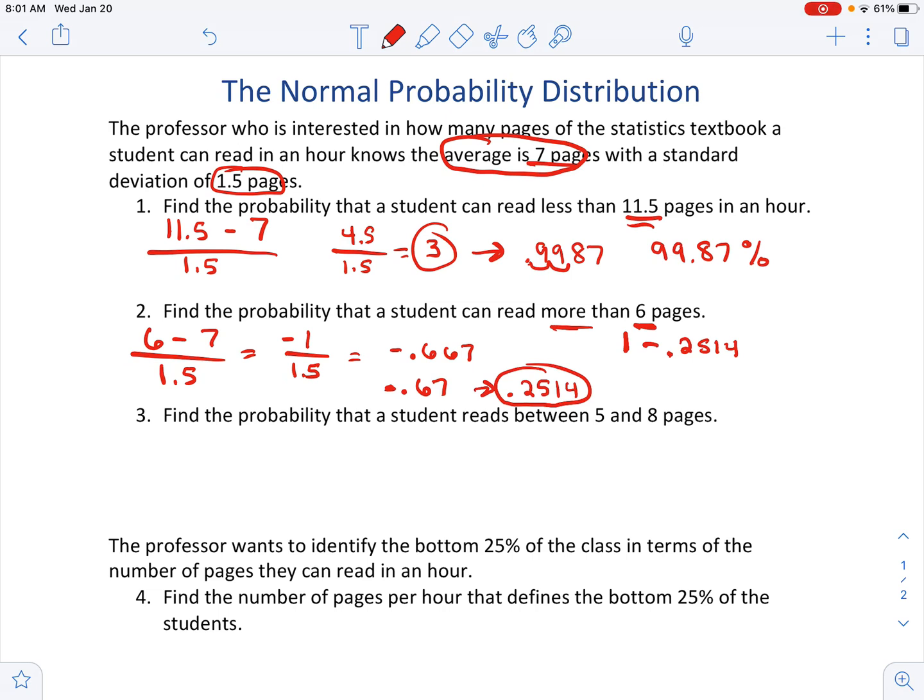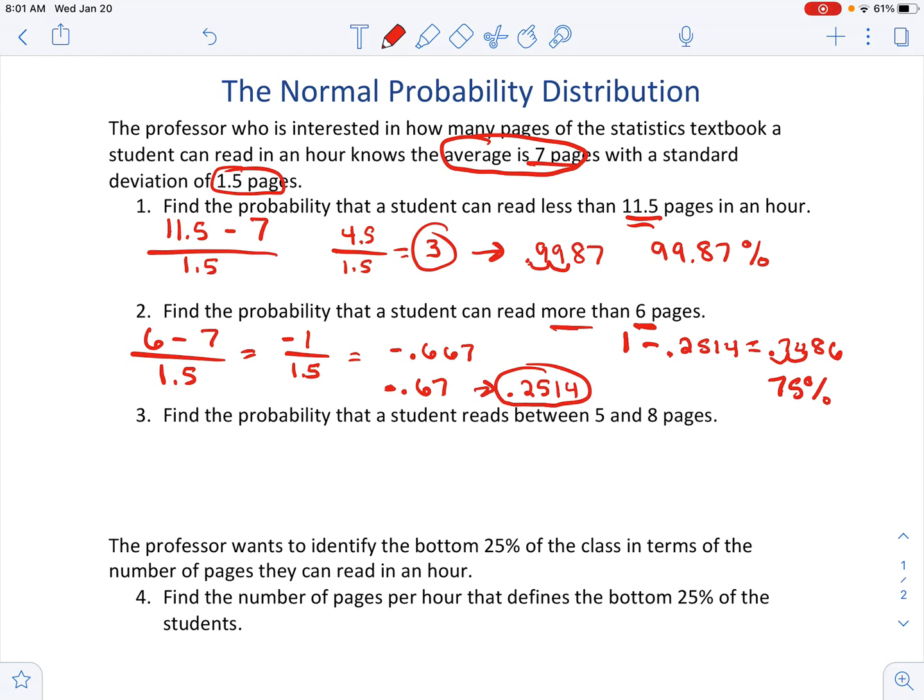And so once you do that, it's 0.7486. Again, we're going to round to the nearest percent. So I'm going to round here. So it'd be 75% as we look at. So there's a 75% chance that a student can read more than 6 pages.